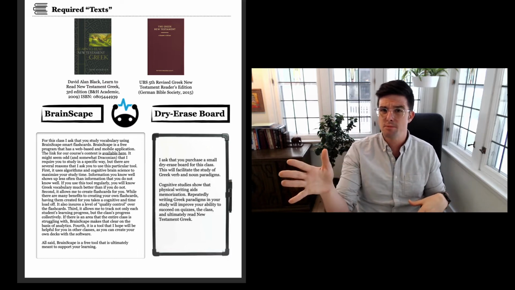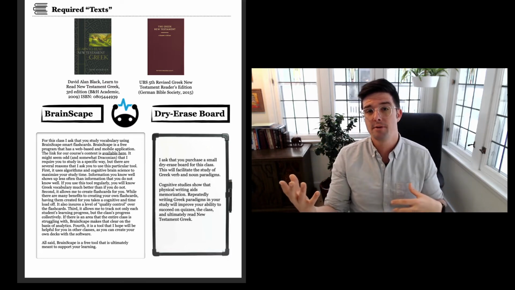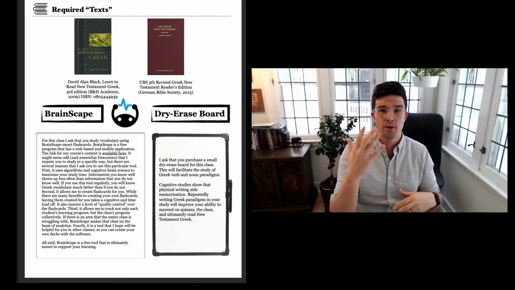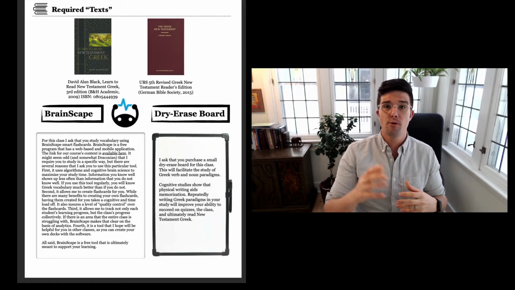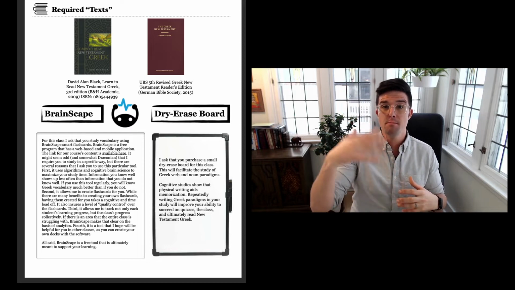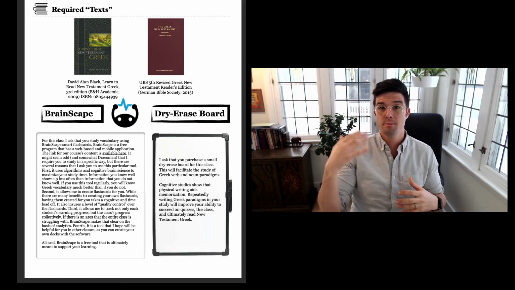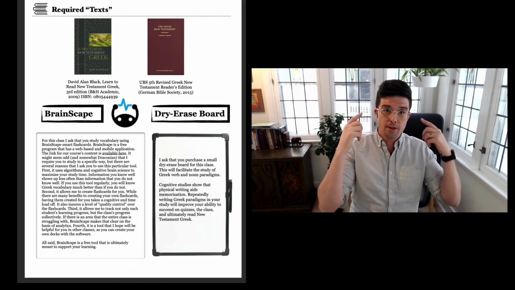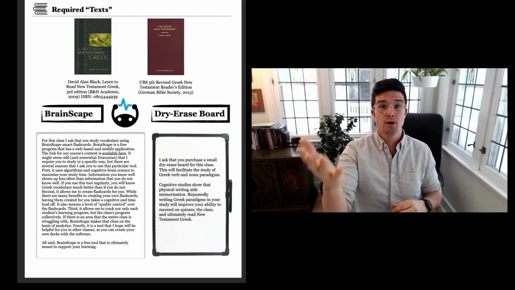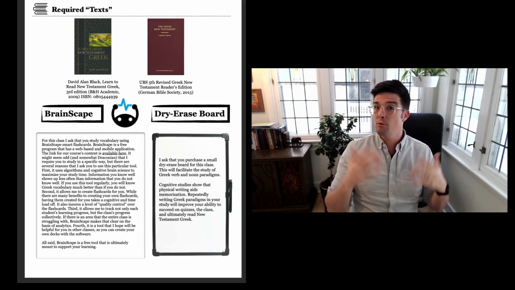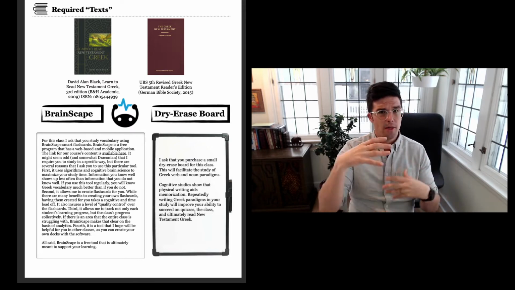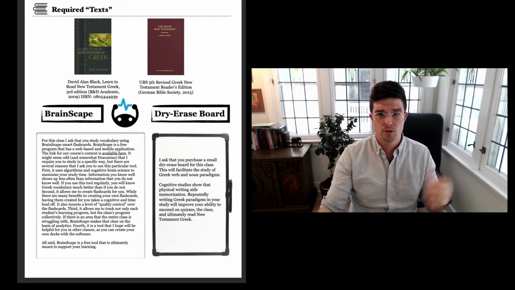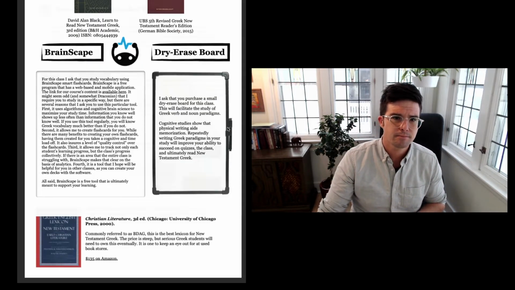The other thing I ask you to buy is a dry erase board for this class. This is going to be really, really helpful, not only for learning how to write New Testament Greek, but also for writing out paradigms. When you're memorizing the different forms of verbs and nouns, if you can hear them, say them, and write them, you're going to have a lot better time and a lot more success memorizing them. This is the reason that I ask you to buy a dry erase board. A simple, cheap one from Target or the grocery store will work just fine.